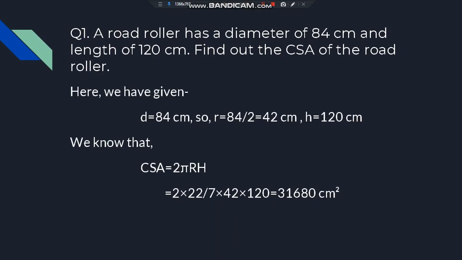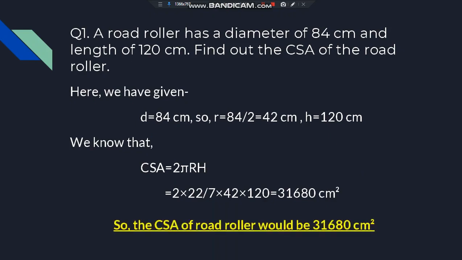So here let us see what we have given. We have got diameter, which is 84 cm. We have to convert it into radius. The radius would be 84 by 2, that is 42 cm, and the height is 120 cm. We all know that the curved surface area of the cylinder is 2 pi rh, that would be 2 into 22 by 7 into 42 into 120, that would be 31,680 cm square. So the CSA of the road roller would be 31,680 cm square.